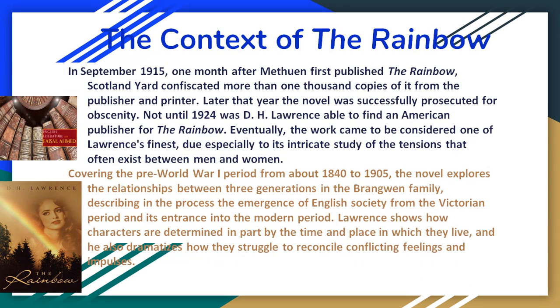The context of The Rainbow. In September 1915, one month after Methuen first published The Rainbow, Scotland Yard confiscated more than 1,000 copies of it from the publisher and printer due to the obscene language in it. Later that year, the novel was successfully prosecuted for obscenity. Not until 1924 was D.H. Lawrence able to find an American publisher for The Rainbow.